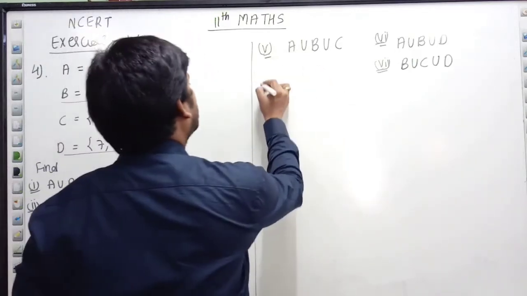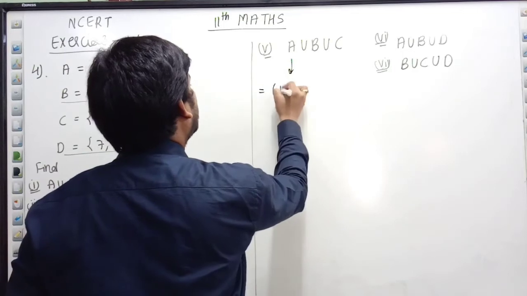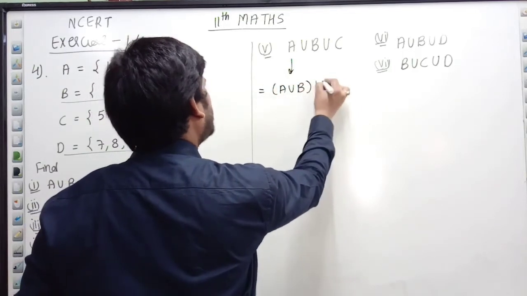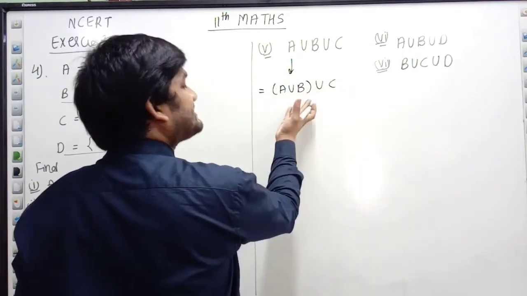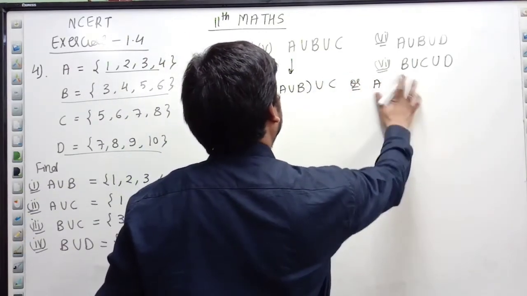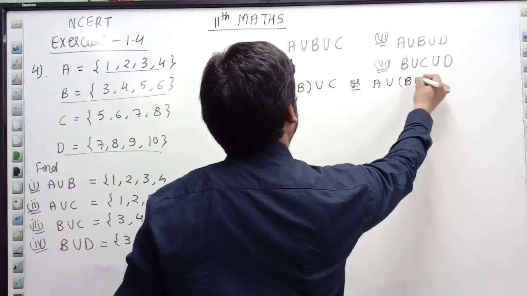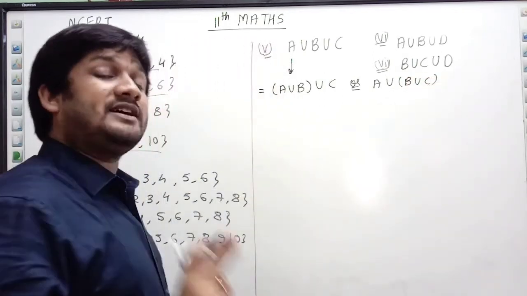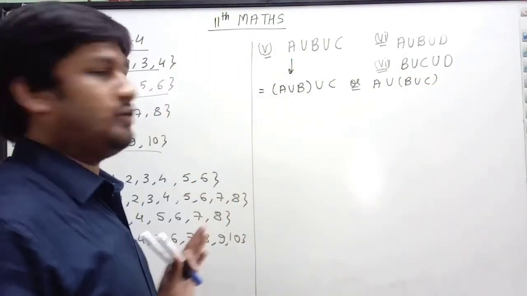I am solving it by writing it as A union B union C. There should be no confusion. Sir, why have you written it like this? Arre, you write it like this: A union B union C. You will get the same answer. Either you can solve it directly also, right?